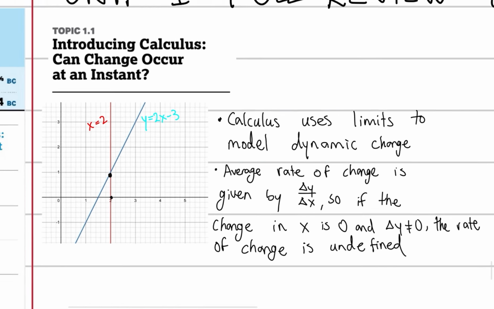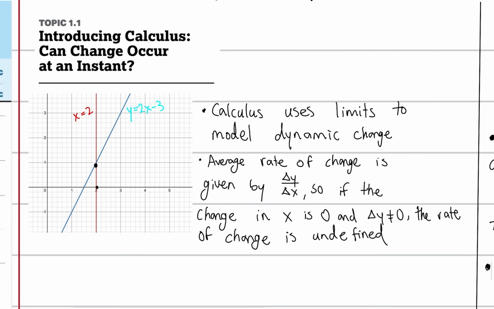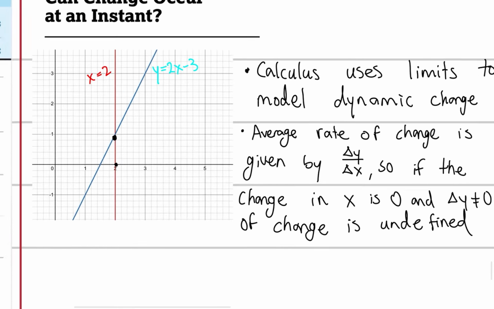Starting off with topic 1.1, introducing calculus. Calculus is the study of dynamic change, and it uses limits to model this dynamic change. Now you need to know the average rate of change formula, which is your change in y over change in x. That means that if your change in x is 0, so your x doesn't change, and yet your y changes by some non-zero amount, we know that the rate of change has to be undefined. Really, only two important things here you need to know.